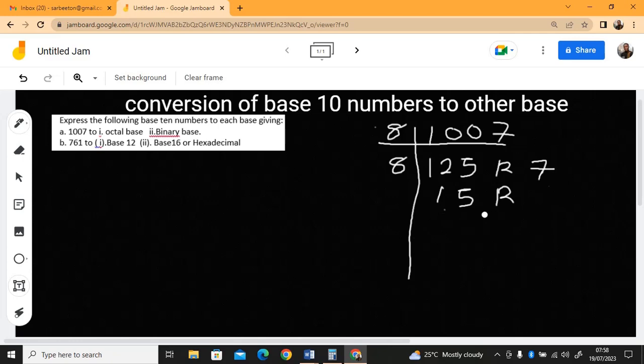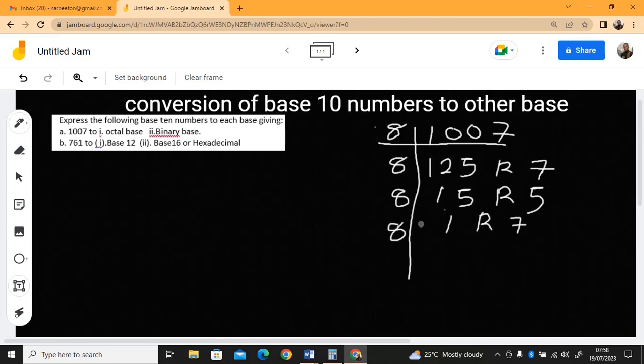That is remainder 5, right? Now when you divide, you use 8 again to divide. 8 goes into 15 once. 8 times 1 is 8, and 15 minus 8 is 7, so the remainder is 7.